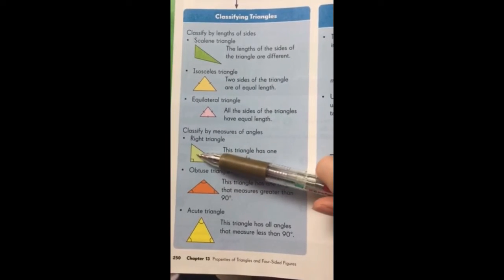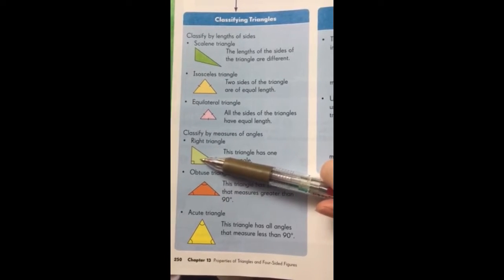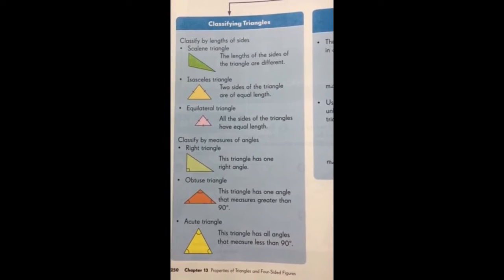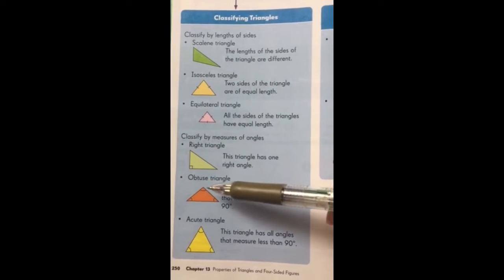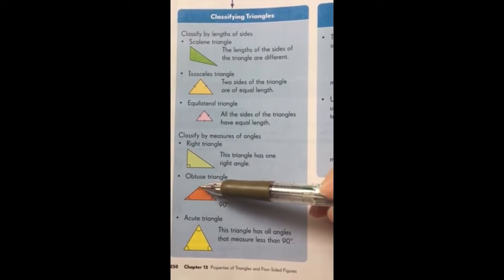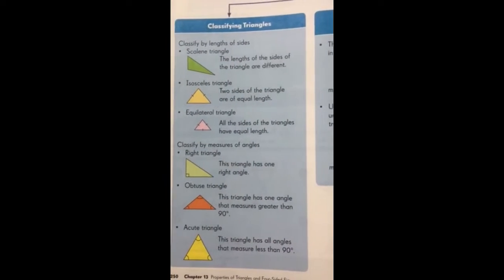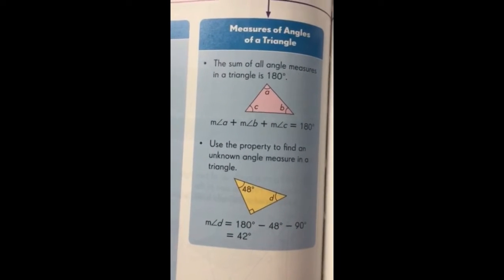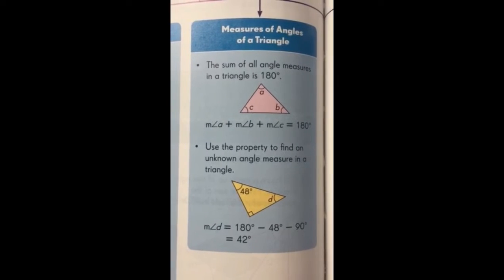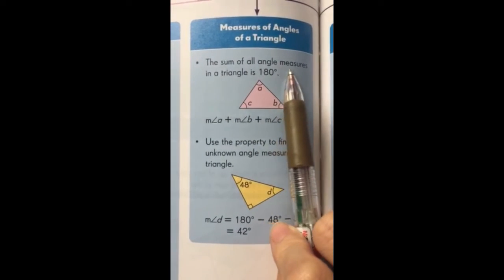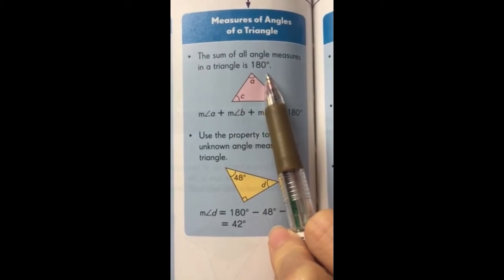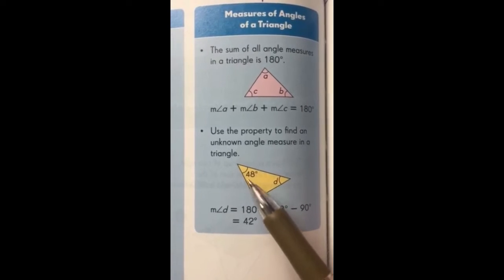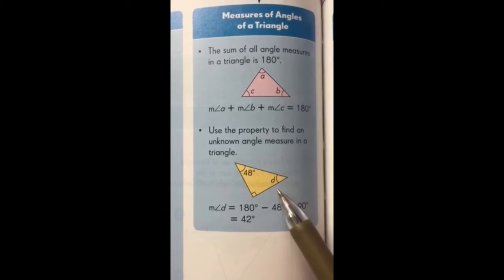We cannot have 2 right angles in a triangle because all 3 angles measure up to 180 degrees. We cannot have 2 obtuse angles because all 3 angles measure up to 180 degrees. Then we talked about the measures of angles of triangle. The sum of all angle measures is 180 degrees. In a right triangle, since one angle is 90 degrees, the sum of the other 2 angle measures is 90 degrees.